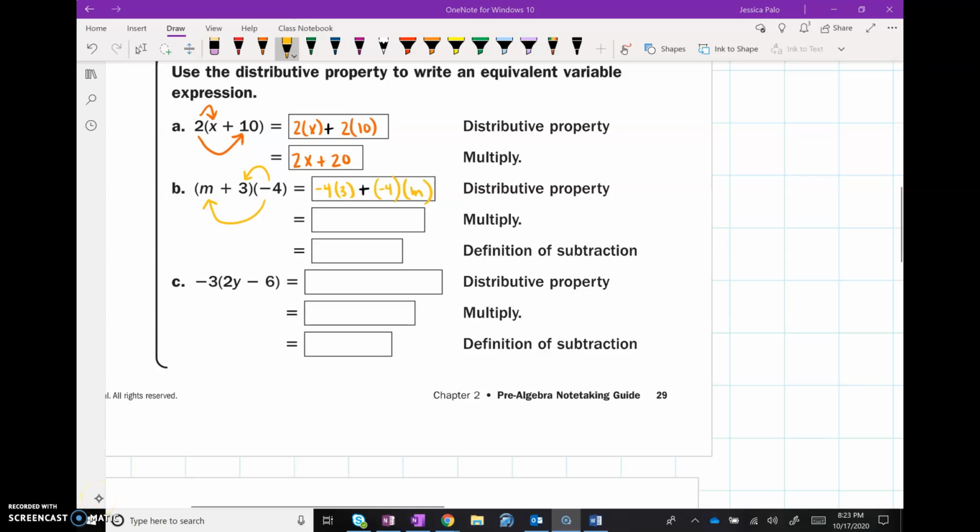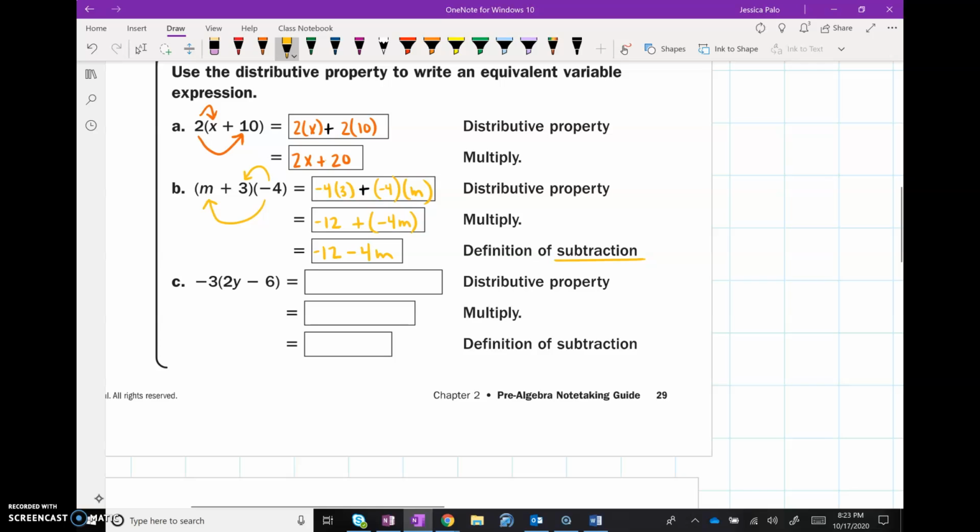Now we multiply. A negative times a positive is always a negative. So negative 4 times 3 is negative 12 plus negative 4 times m is negative 4m. Now we never want to leave an operation and a negative sign next to each other because we know when we're adding a negative number, we're actually just subtracting. So your final answer is negative 12 minus 4m.